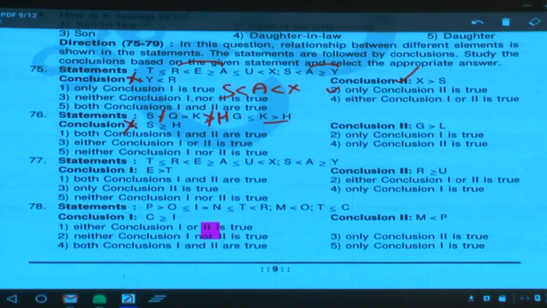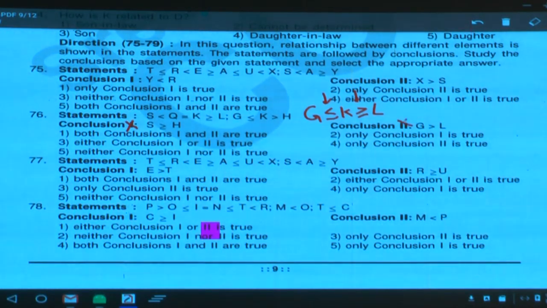Clear now? Hence, the first conclusion cannot be drawn. Then coming to the second one, what is the second conclusion here? G and L. Now, L is here and G is here. What is the letter which is common here? K is common, isn't it? Now, G lesser than or equals to K, G lesser than or equals to K, and K greater than or equals to L. Now between G and L, there is one lesser than and one greater than, two opposite symbols. Hence, no conclusion can be drawn between these two.